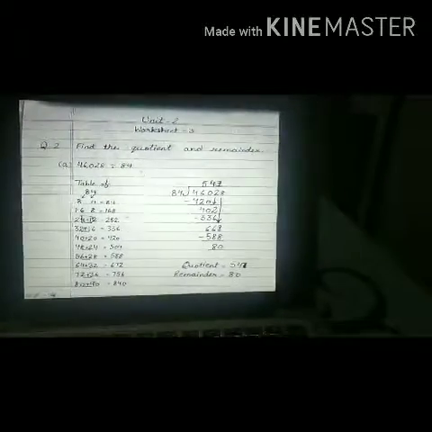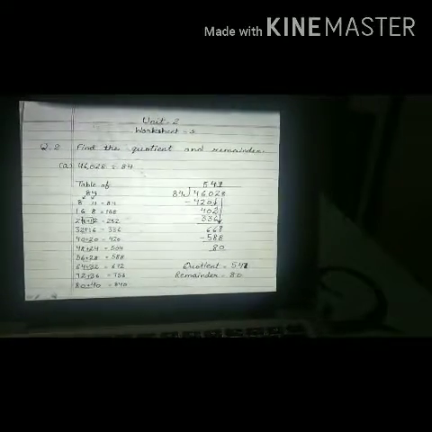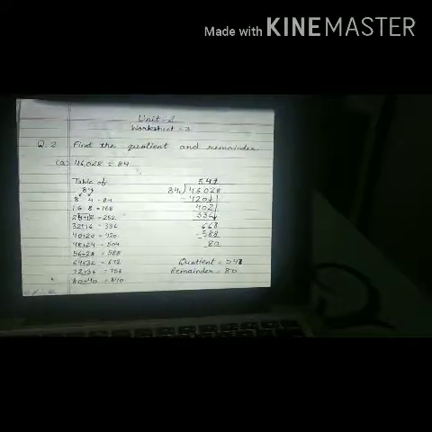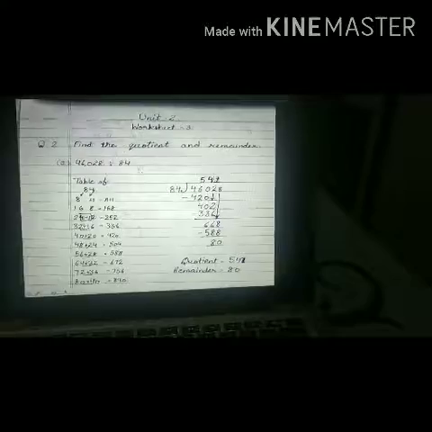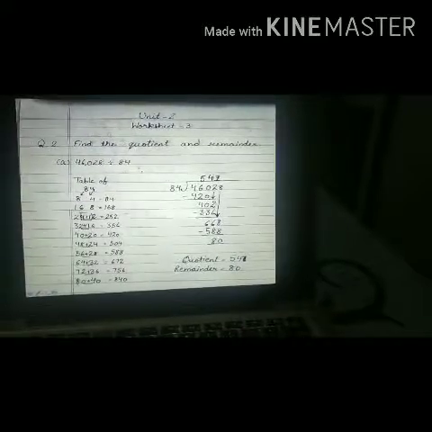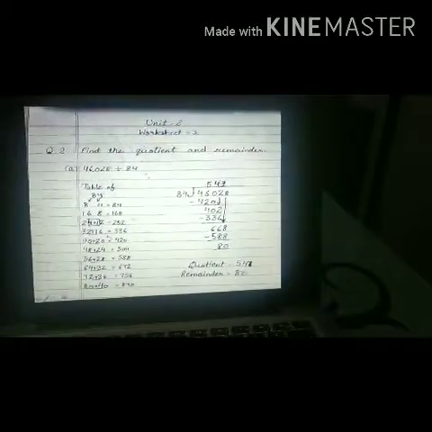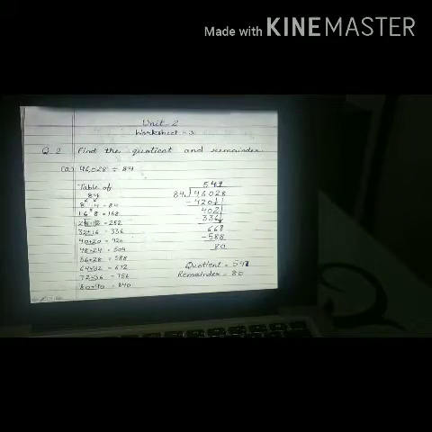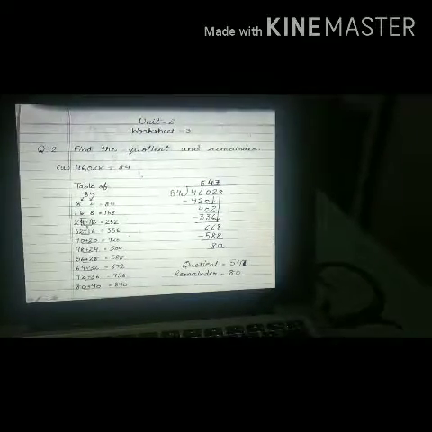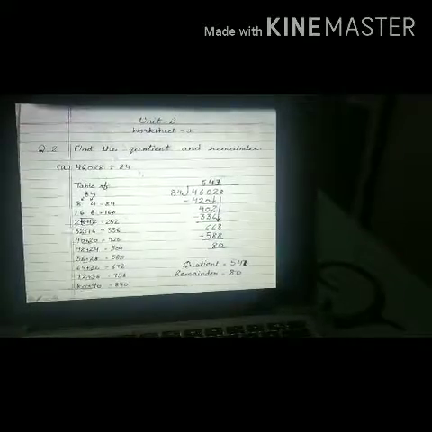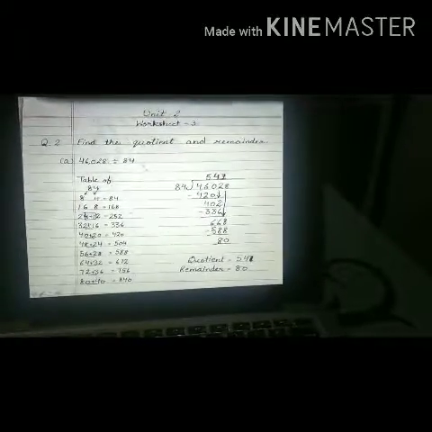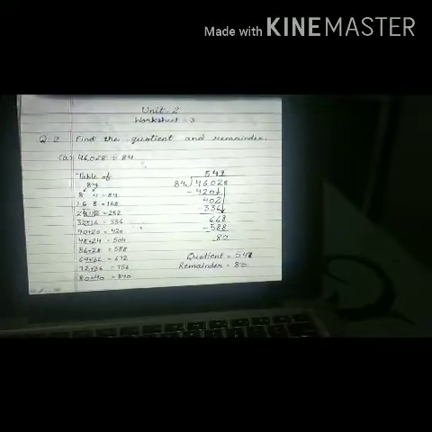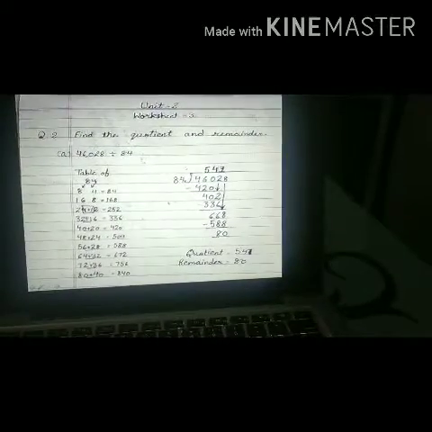Let us start. Question number 2, part A is 46,028. You have to divide it by 84 and find the quotient and remainder. Firstly, you have to make the table of 84 as I have told you in my earlier video. So firstly, make the table of 84 and then start dividing it.